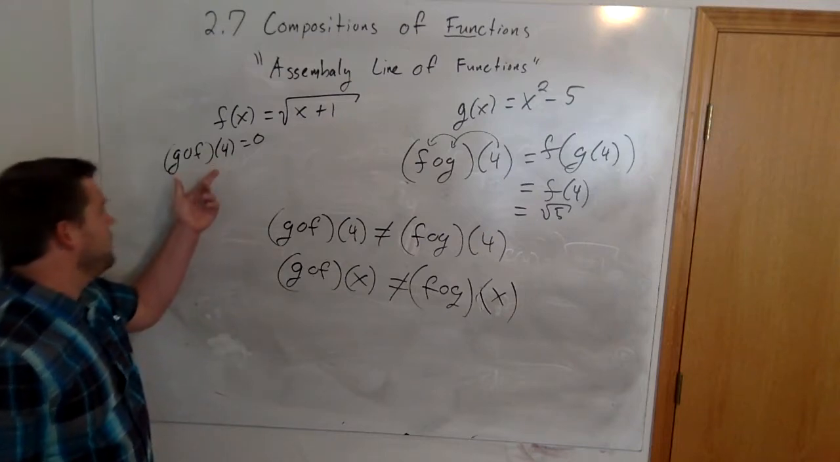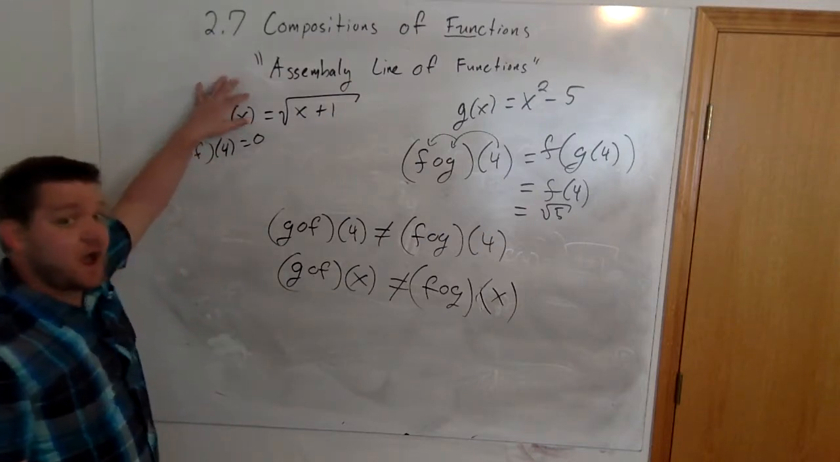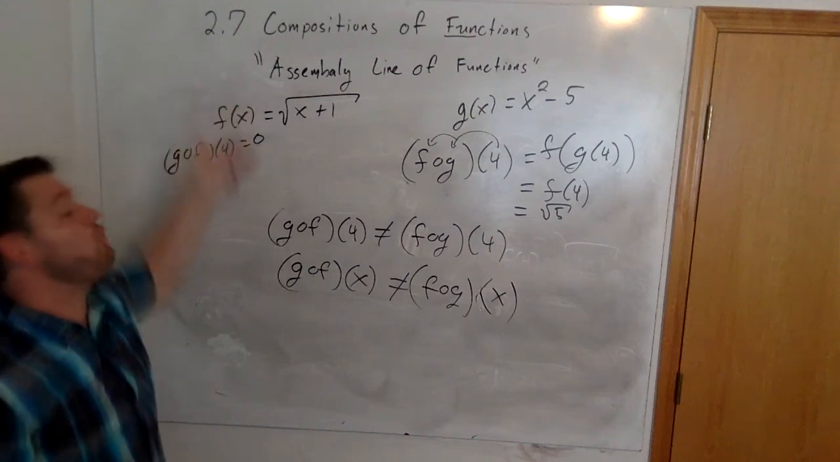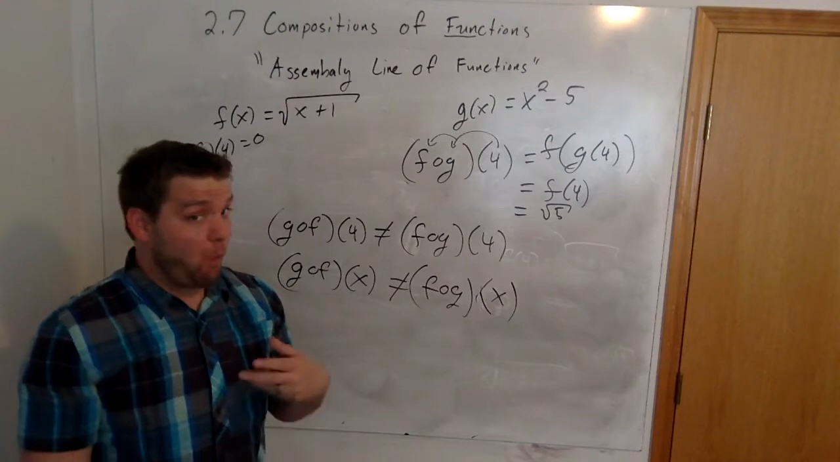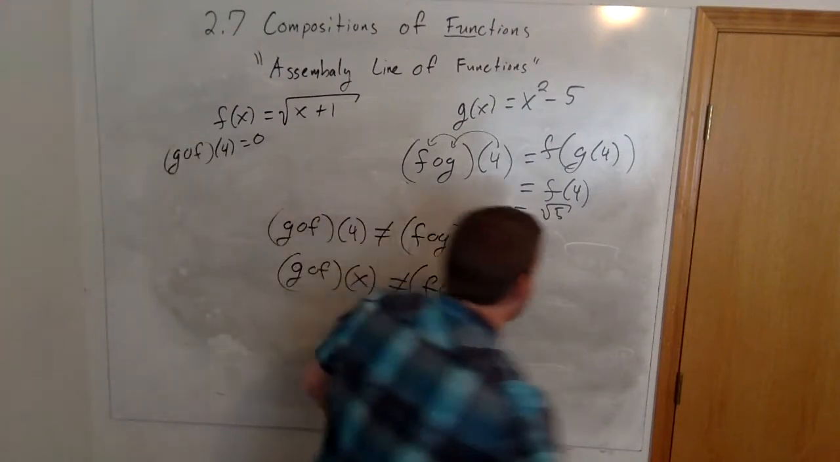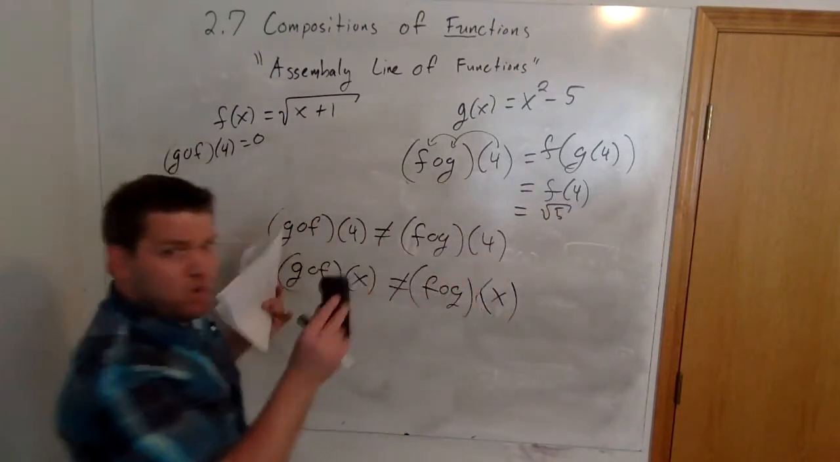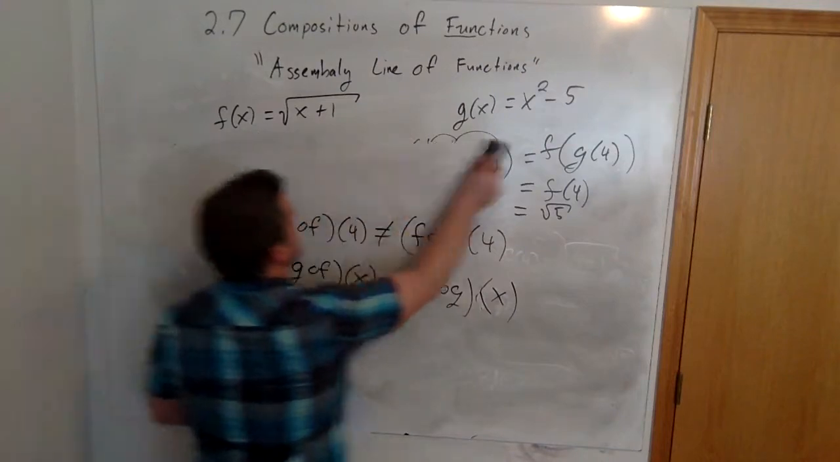Now, what's kind of annoying about doing compositions this way is I first have to take a number 4, plug it into one function, compute that, and then take the output and plug it into another function. What I would like to do is just have one machine that does this all for us. So I want to build this composition. I want to build this machine.